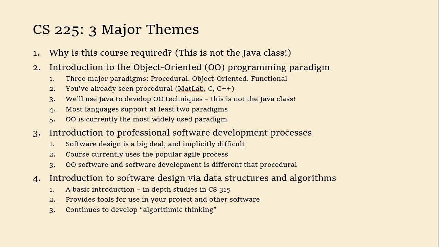Okay, the 3 major themes. This is not the Java class. Everyone refers to this, oh, I took the Java class. Well, we don't have a Java class. We have Computer Science 2. And the job of Computer Science 2 is to introduce you to the object-oriented programming paradigm. The object-oriented programming paradigm is different from what you probably have seen in the past. I know a lot of you have taken Java in your high school AP courses, and that's great.